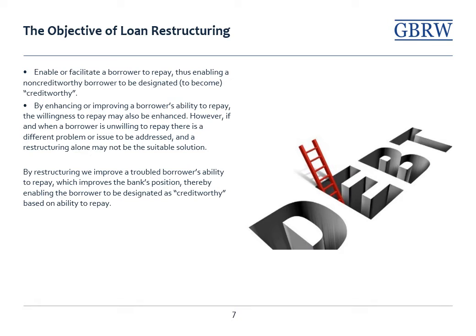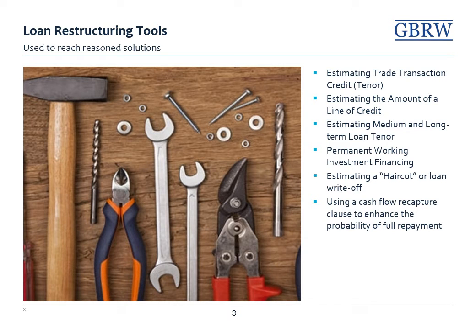Thus, by restructuring, our goal is to improve a troubled borrower's ability to repay, thus enhancing the bank's position, thereby enabling the borrower to be designated as creditworthy based on the ability to repay. We present various loan restructuring tools during the workshop and provide participants with additional resources such as long reads and work aids that they can use after the training.